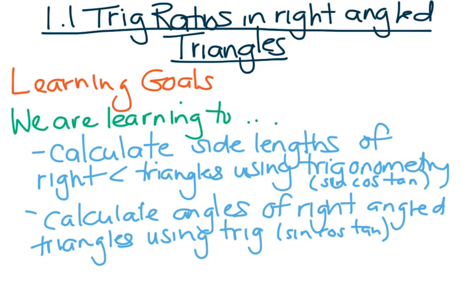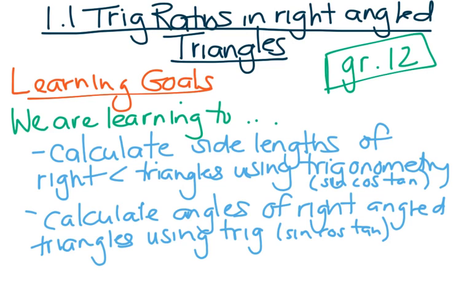This is lesson 1.1, trigonometric ratios in right angle triangles. This is a grade 12 MAP 4C lesson. The learning goals for this lesson are that we are learning to calculate the side lengths of right angled triangles using trigonometry, which in our case is sine, cos, and tan. And we're also learning to calculate the angles of right angled triangles using sine, cos, and tan. So there's two things that we're doing in this lesson: calculating side lengths and calculating angles.